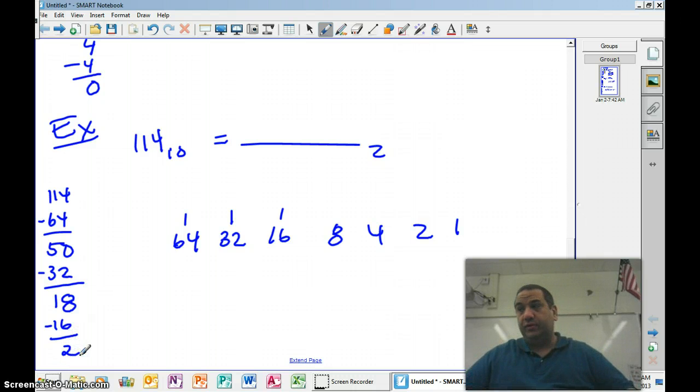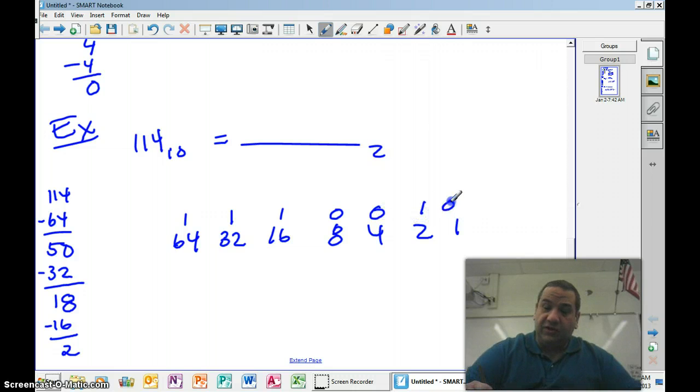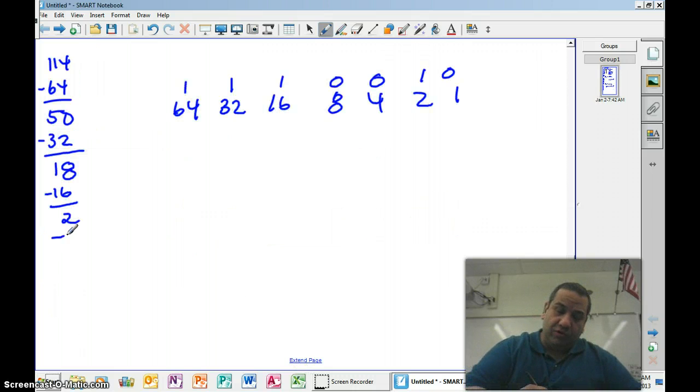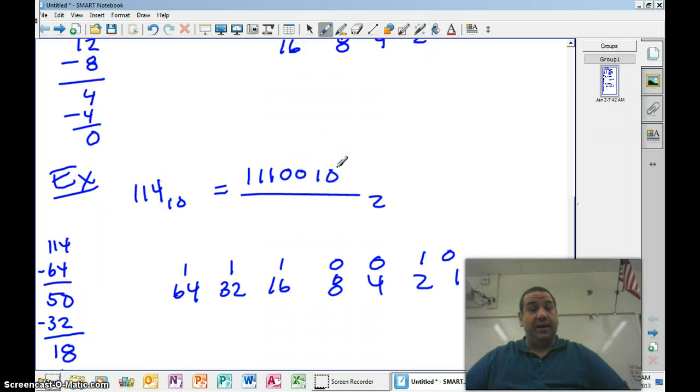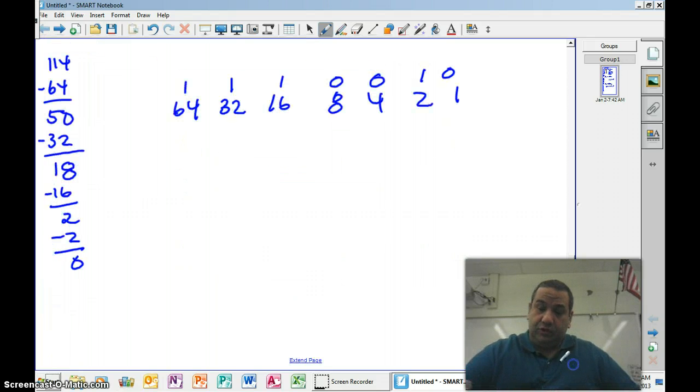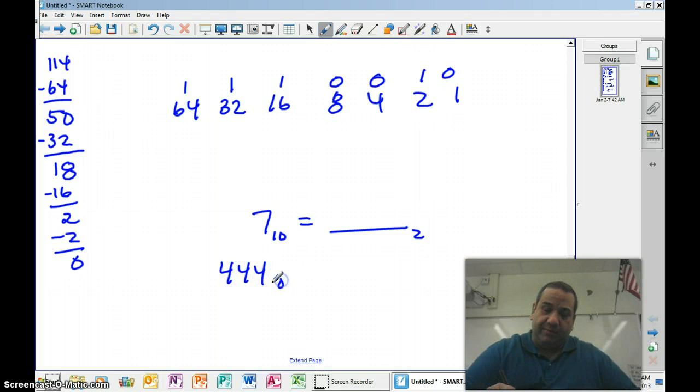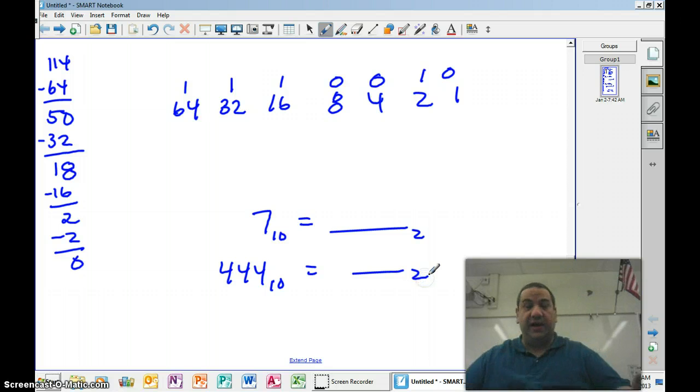I'm left with 2. So then I ask, subtract 8 from 2 without going negative? The answer is no. So I can't. I can't do it with 4, and the only thing left is the 2. So I'm going to go ahead and subtract that 2. We're left with 0. So my binary number is 1110010. As easy as that. I want you to try a couple. You try 7, take 7 and put it into binary. And now let's go something crazy, like 444. And let's put that into binary. And if you can get those two, I think you're set.